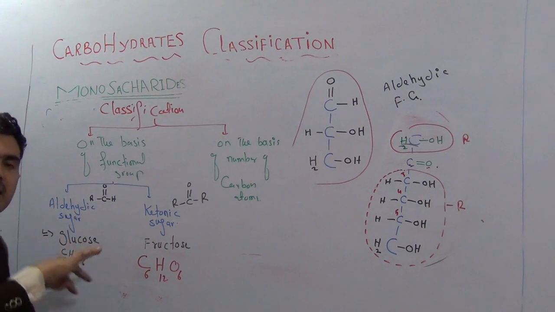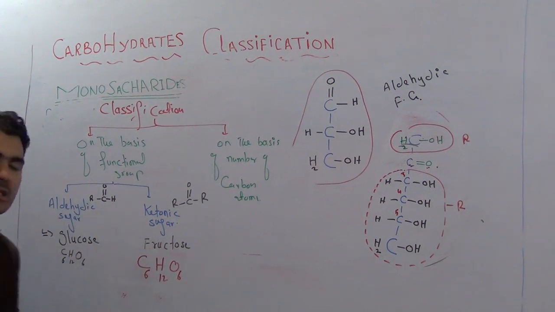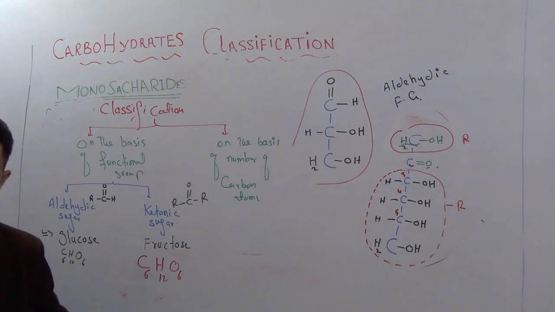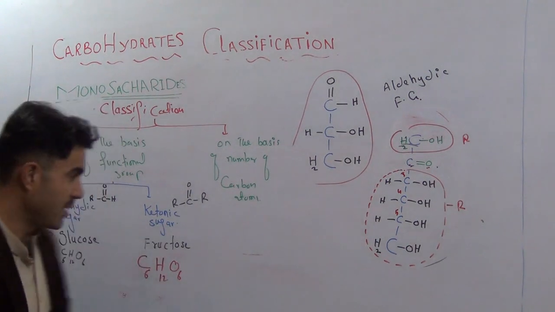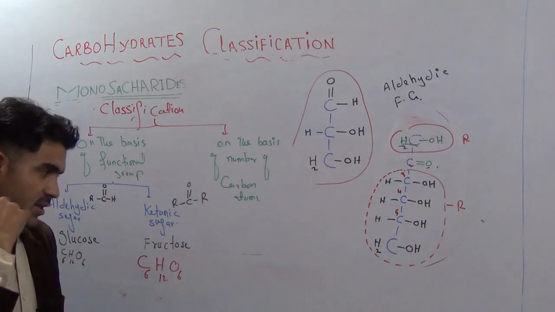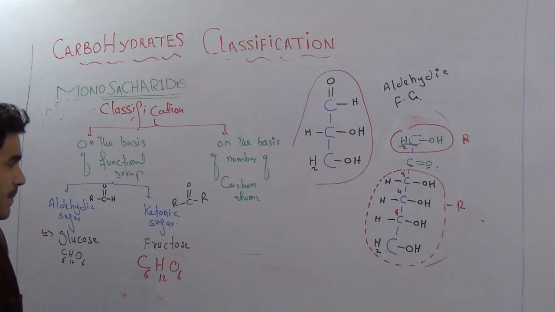Glucose is an aldehydic sugar and fructose is a ketonic sugar. The two sugars are isomers of one another. We will discuss isomers as well, but it will help you in that lecture, inshallah. You just understand this. Okay, so this was one classification.